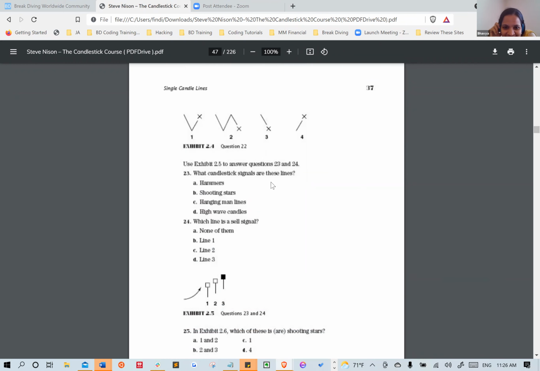What candlestick signals are these lines? So there's an uptrend, and then we have a spinning top on all of them. It doesn't matter what color they are, but there's also a long bottom shadow on each of them, which means these are each hanging men. I say C. Yeah, C, right. I agree.